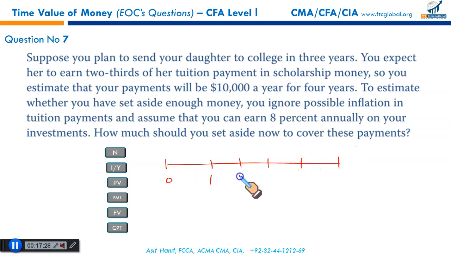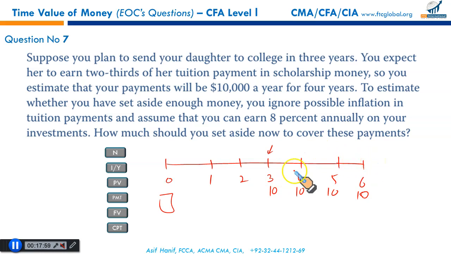0, 1, 2, 3, 4, 5, and probably 6 as well. So suppose you plan to send your daughter to college in 3 years, means that's the point where she will be enrolled in the university or college. And then you will have to make 4 payments of 10K each. How much should you invest now so that these 4 payments could be made at the start of year 3, then 4, 5, and 6?